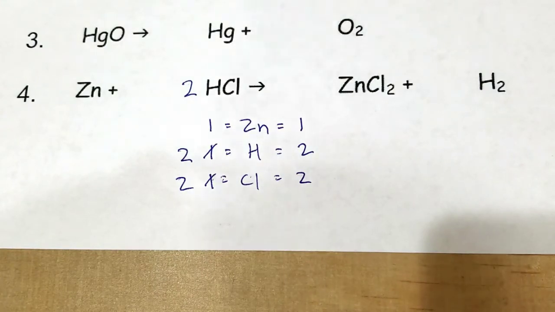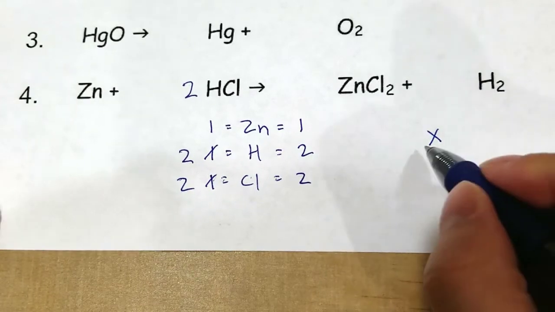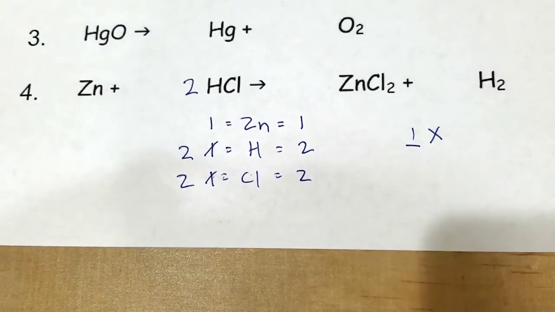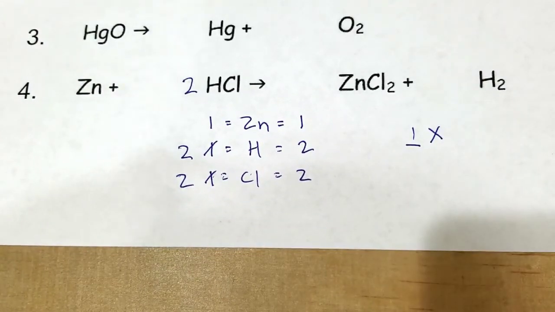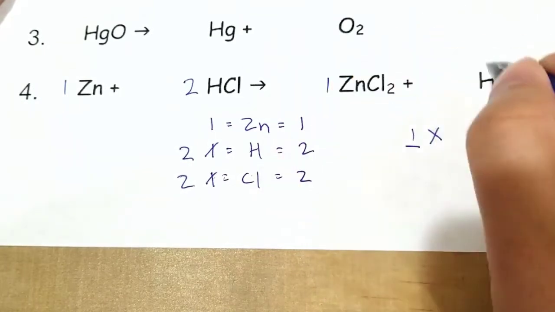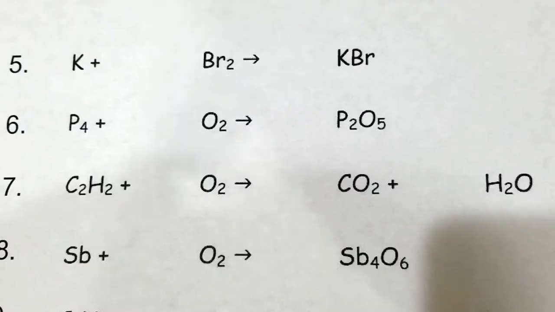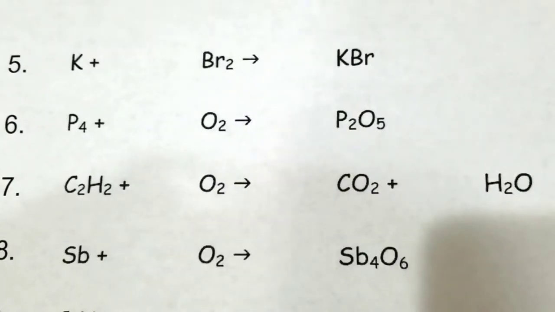For everything else that doesn't have a coefficient in front, just like in math, for example, when you have the x and you leave it by itself, you automatically assume that there is a 1 in front of the x, representing 1x. But for science, we would like to put that 1 down so that we don't forget. So we have 1 here, 1 here, and 1 here. And now our equation is balanced. All right, let's go on to the second page.